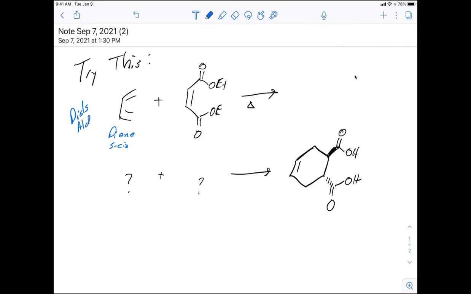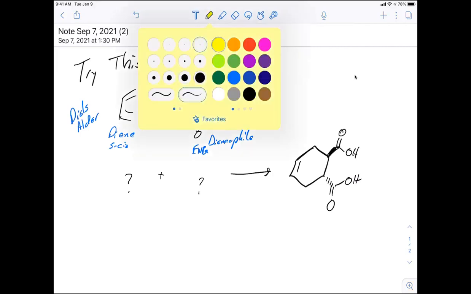So when I see a diene and I see a dienophile, that means I've got a Diels-Alder setup. I know this is a dienophile because I have the pi system, the alkene, and then I have two electron withdrawing groups. The electron withdrawing groups change my molecular orbitals so that I have the right energy difference here.